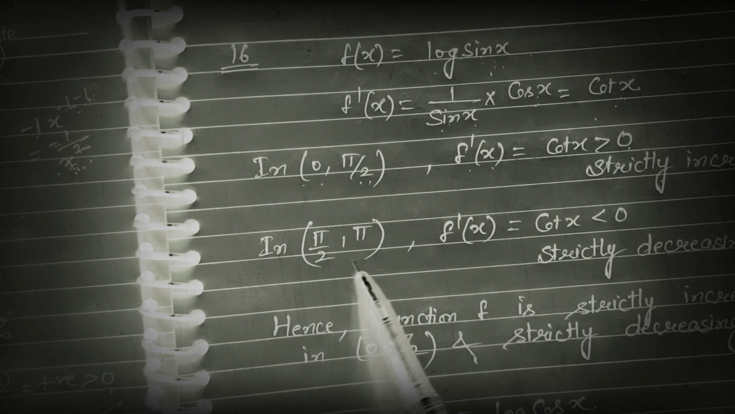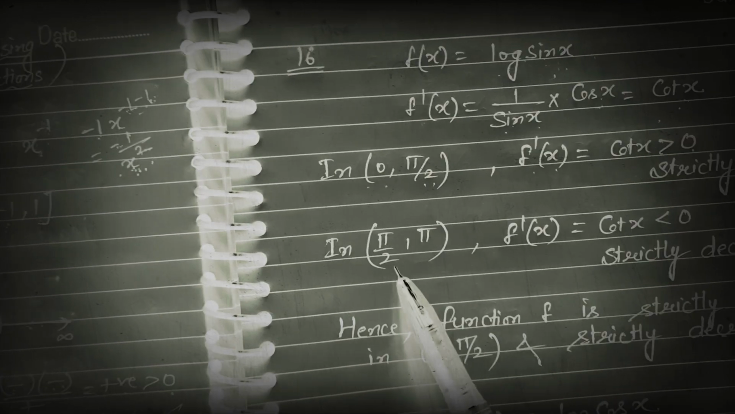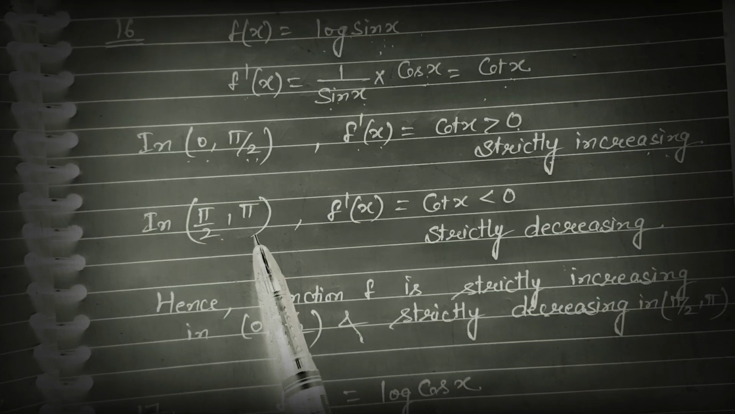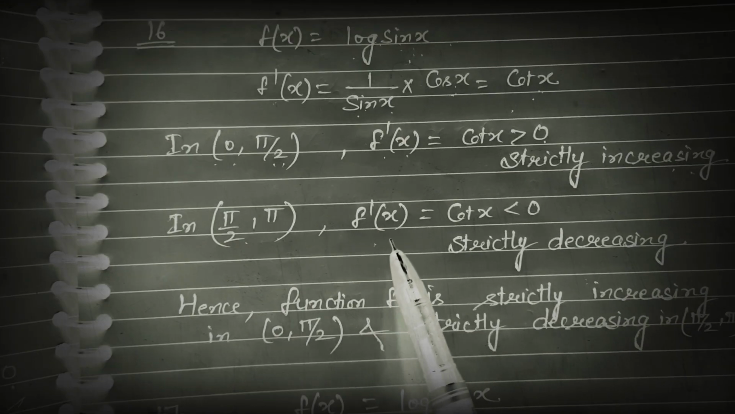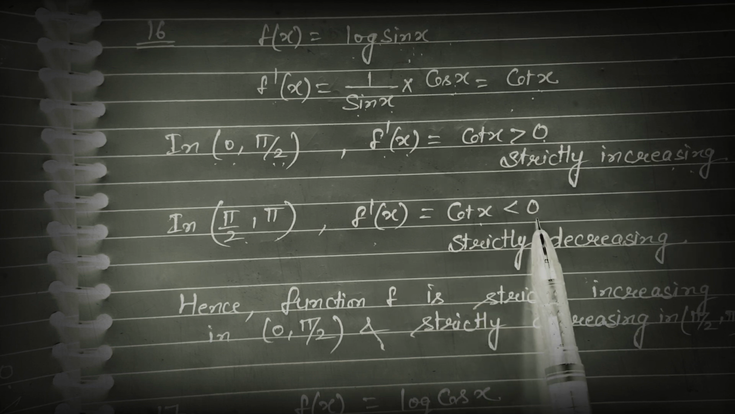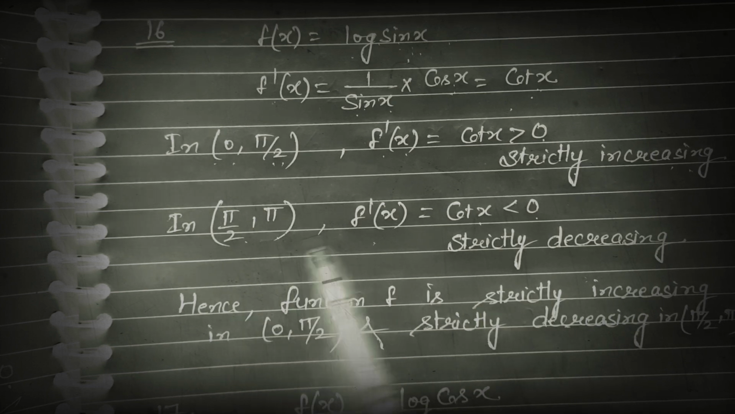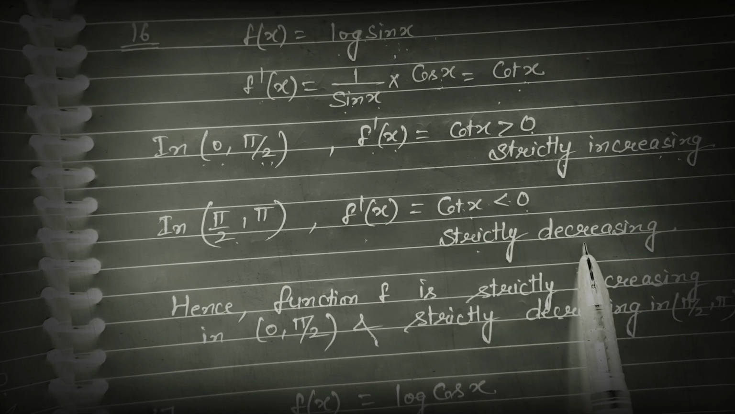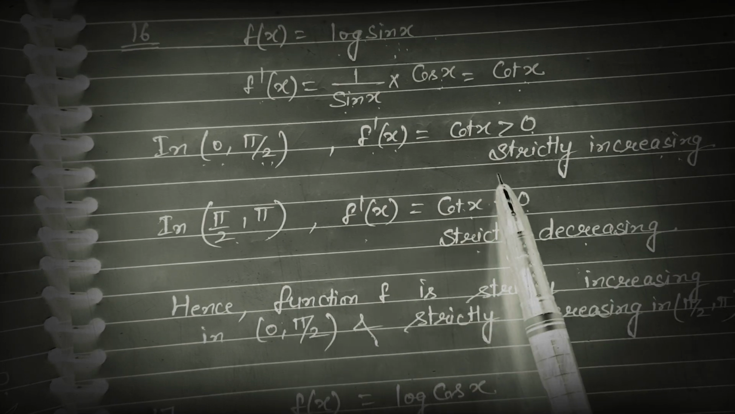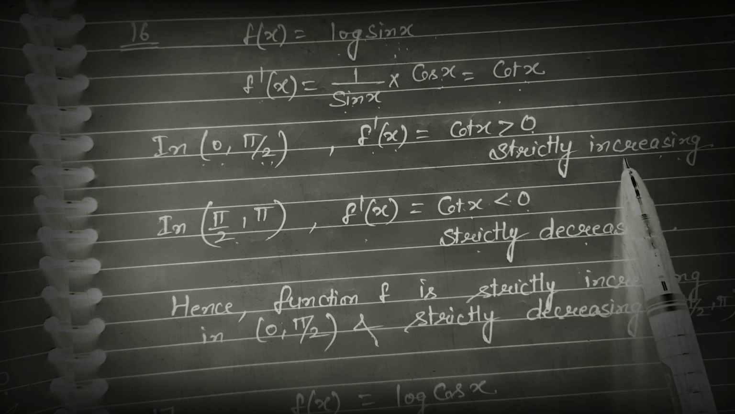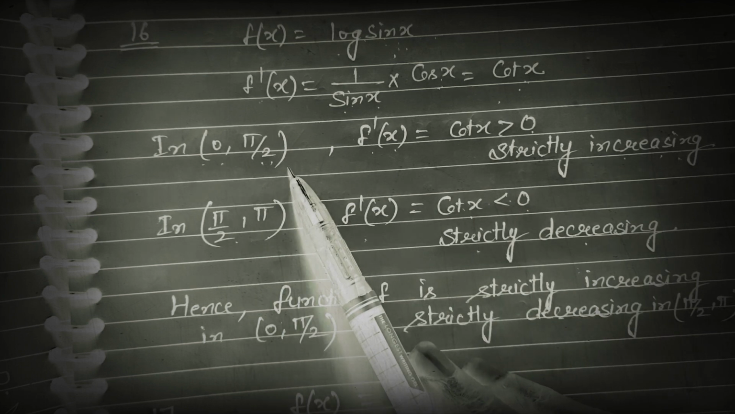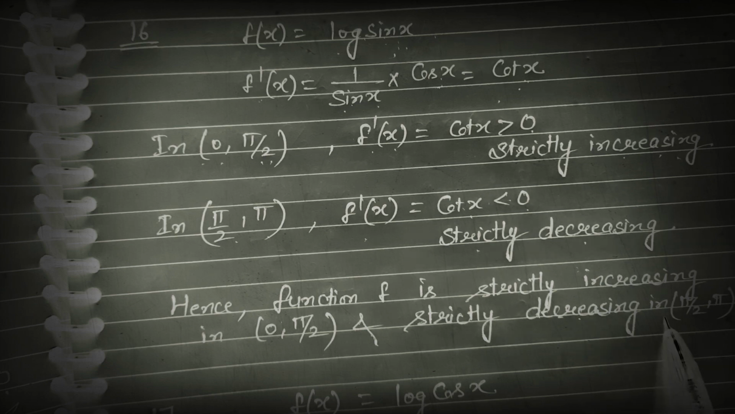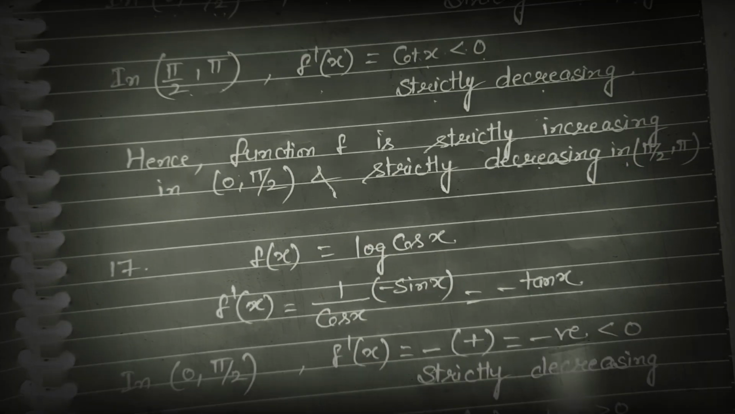Same if x lies between pi by 2 to pi, f dash x is equal to cot x, and cot x is negative because in the second quadrant cot is negative, so it is strictly decreasing. Hence function f is strictly increasing on 0 to pi by 2, and on pi by 2 to pi it is strictly decreasing. Now come to question 17.